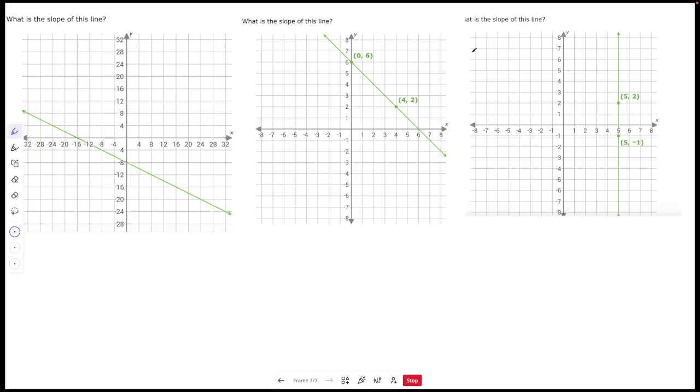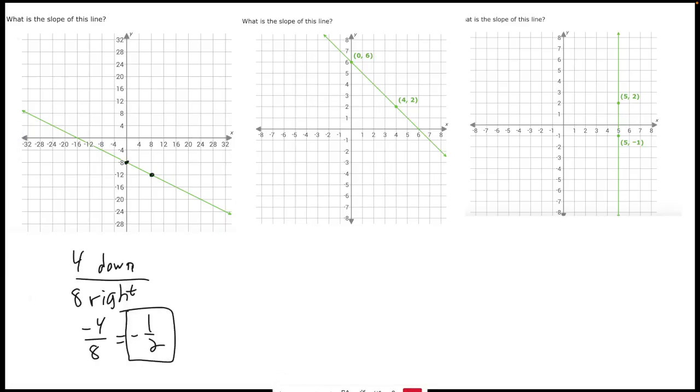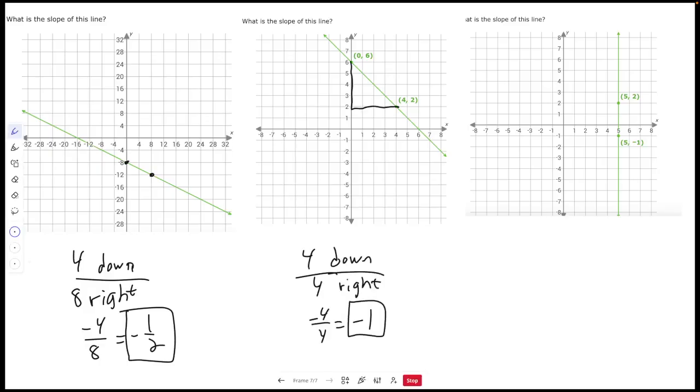Okay, now that you've had time to work these problems, let's check your solutions. For the first problem, you could have chosen different points, but you should have gotten -1/2 at the end. Notice I had to reduce the fraction to get to the final answer of -1/2. For the second problem, you should have gotten a slope of -1. And for the third problem, you can do rise over run, but hopefully we look at a vertical line and just say that the slope is undefined.